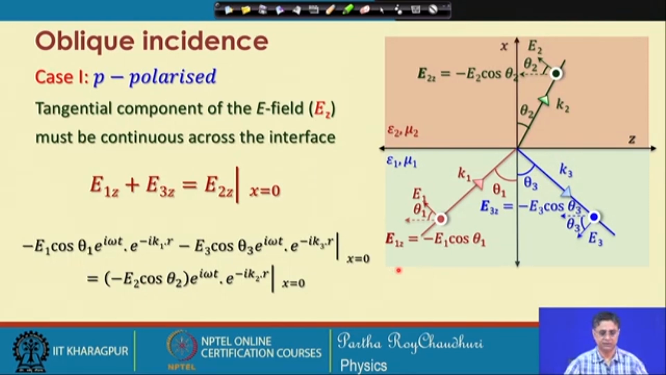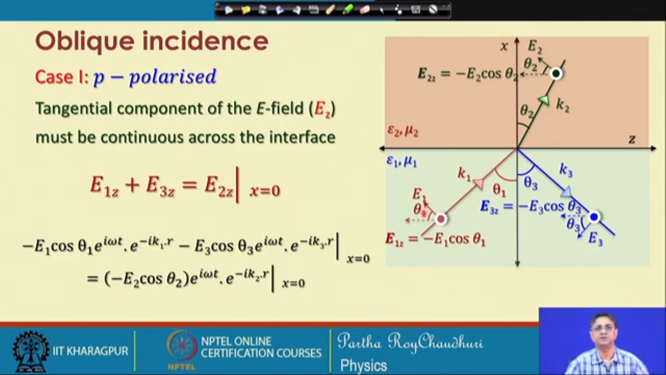Now, let us consider a few example cases. First is the case of p polarized wave, that is the present configuration that we have undertaken. The boundary conditions are that the tangential component of the electric fields must be continuous across the interface. The tangential component, that is this component and this component, tangential with respect to the interface, they must be continuous.